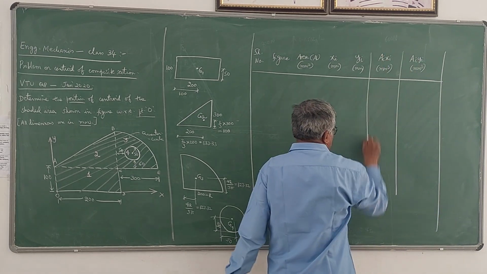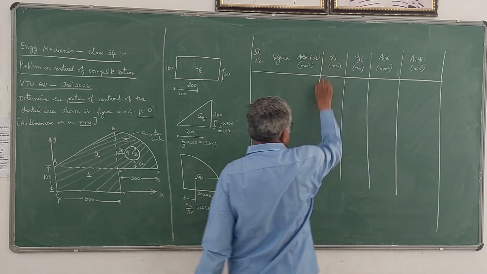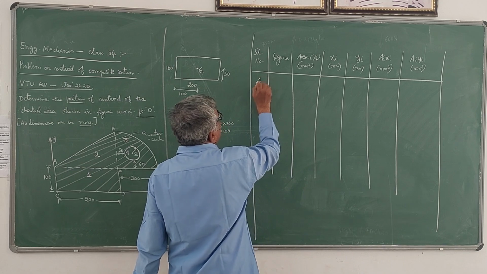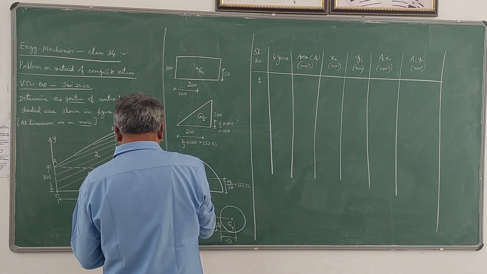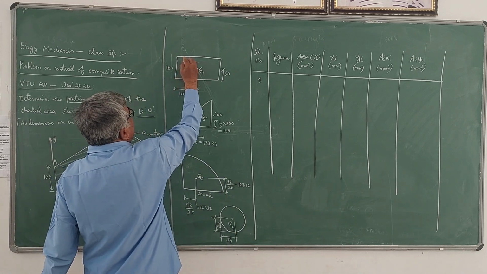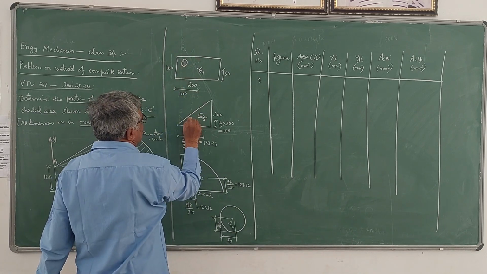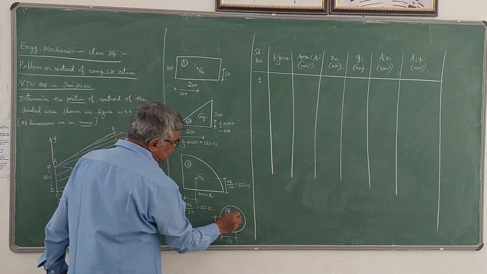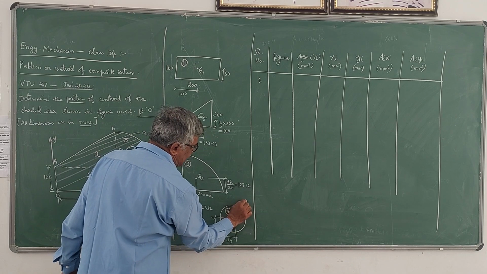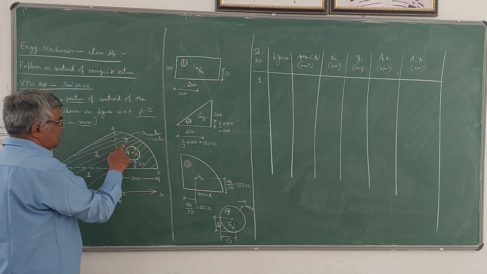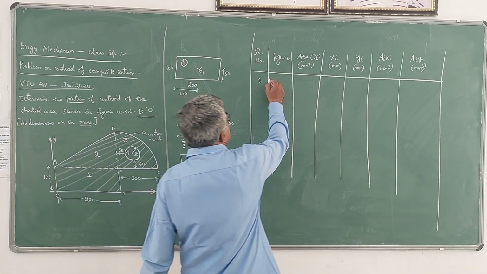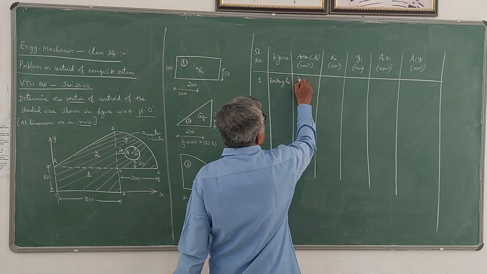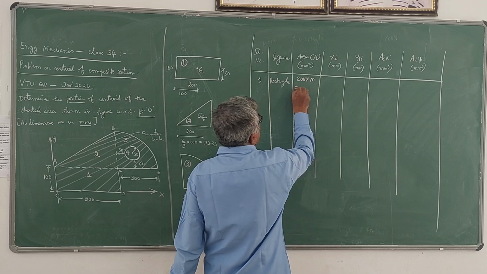Now here, let us take one by one. There are 4 simple sections here. So one by one we will write the values now. Serial number 1. Figure is the first one, I have taken it as a rectangle. First one is a rectangle, second one is a triangle, third one is a quarter circle, fourth one is a circle. So please note that this area is negative, my negative area, because it is a cutout portion. So figure 1 is rectangle. So area of the rectangle is 200 by 100, which is 2000 millimeter square.